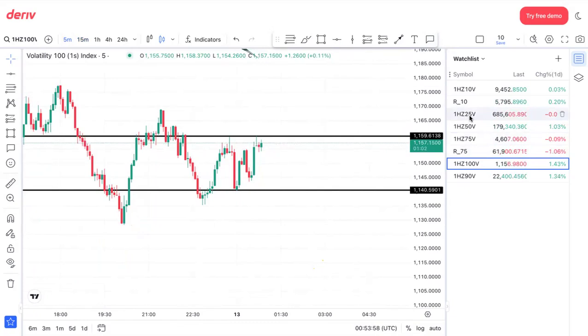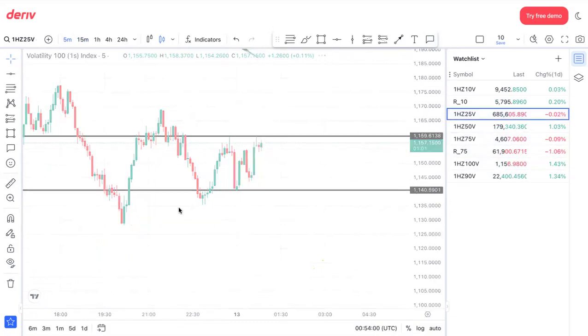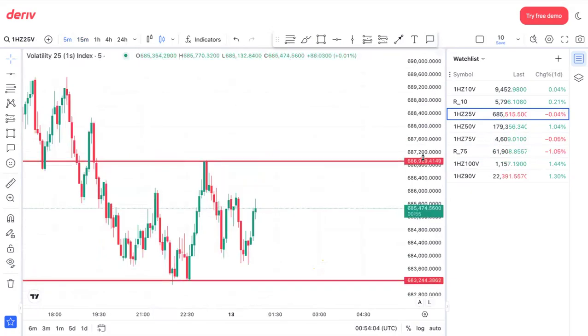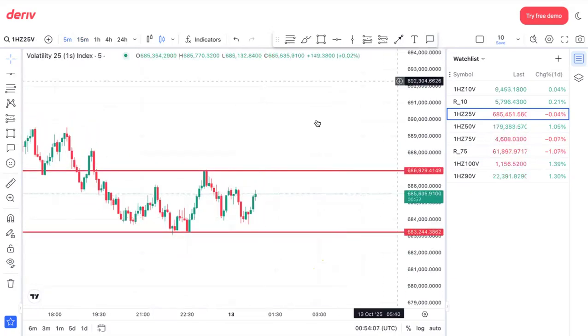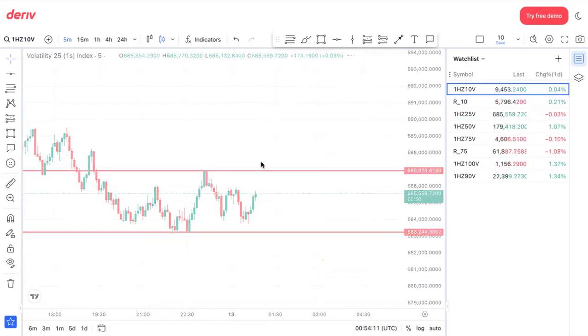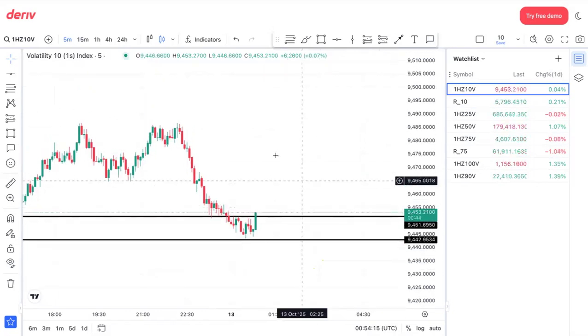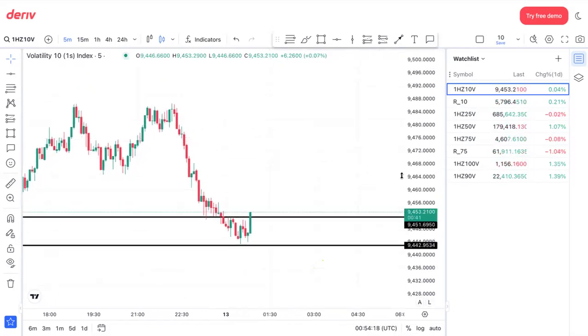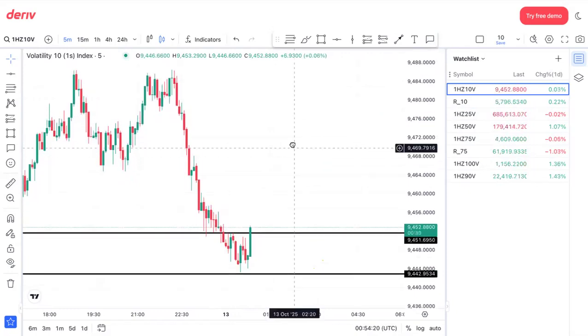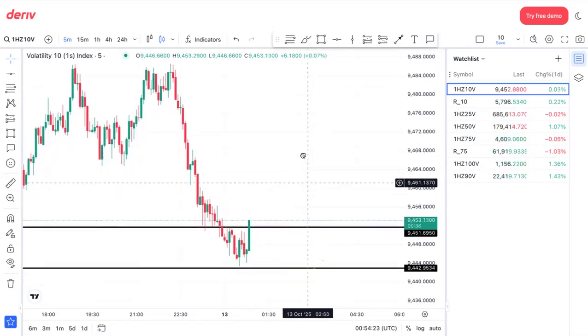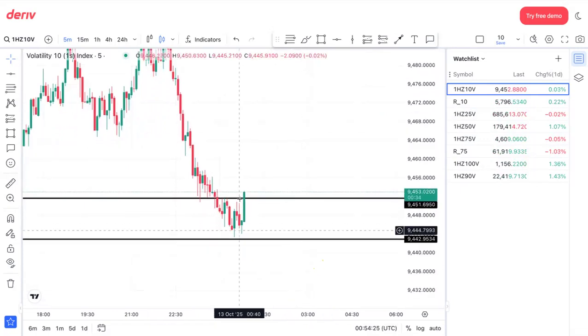Alright, in the meantime, 25 1s, let's see what's going on here. We need a break and close out of this area. That's not ready yet. Alright, 10 1s. Ooh, look at this. We're getting there, people. 42 seconds left on this candle. We have a bullish engulfing happening right here. Never enter on these bullish engulfing candles, guys, or bearish engulfing.